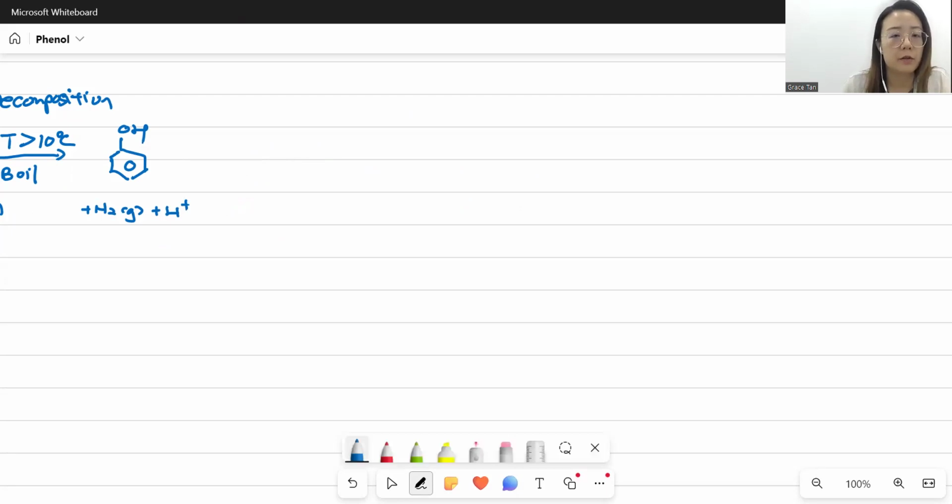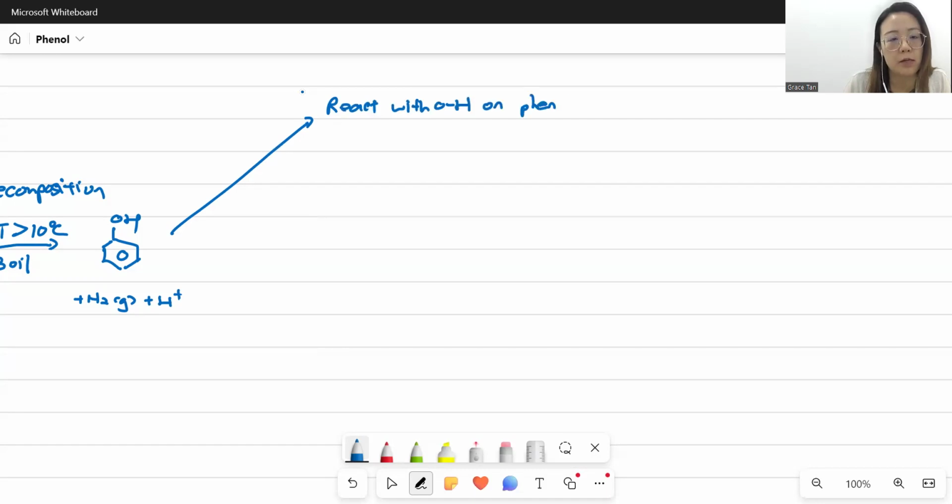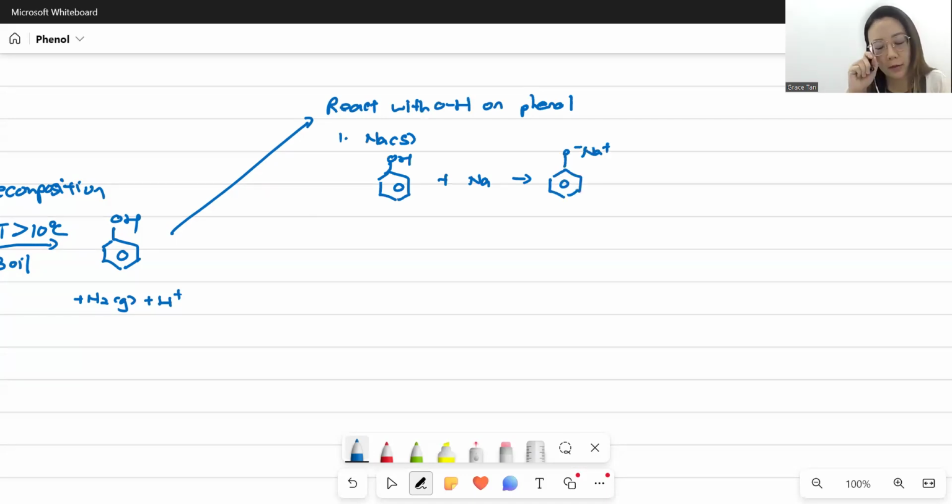Now for the reactions of phenol, I'm going to split it into two parts. The first part on top is reactions with the OH group on the phenol. There are three things. Number one, you can react with Na, the sodium metal. Phenol reacts with sodium metal to form sodium phenoxide, O minus Na plus, and hydrogen gas. I usually write O minus Na plus to indicate there's ionic bonding at that particular corner, so it's not mandatory to put the minus and positive. We call this sodium phenoxide.